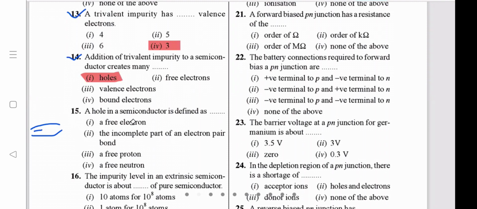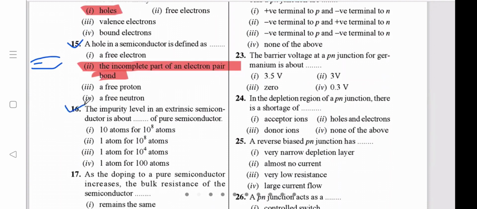Always the same answer will not be written, so you have to understand the answer. The answer will be the void space or the free space. Here the answer is written as the incomplete part of the electron pair bond. So this will be the answer. In this question, as per the answer given, this is the most suitable answer.